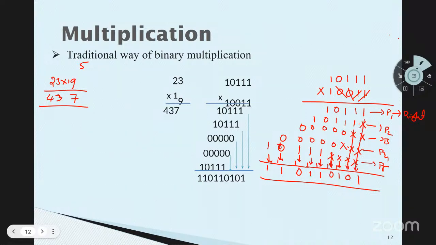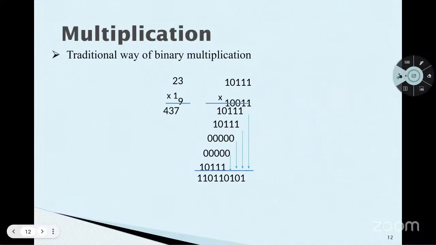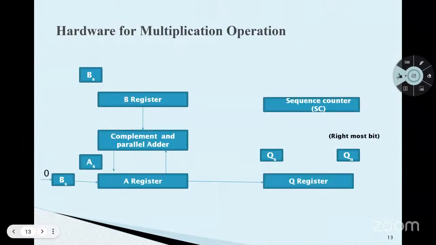The result is moving to right hand side. Okay, this is the hardware structure. Hardware components are required. The B register here.